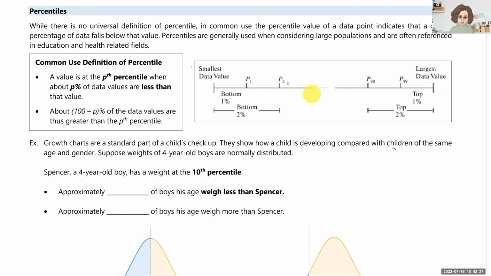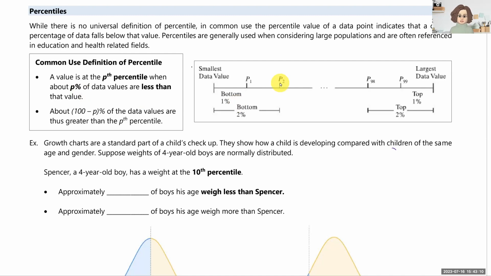So let me talk about this one. It says P2. So P for percentile, and then that subscript 2 would indicate the second percentile. So whatever that score is, the second percentile would tell you that about 2% of data, or scores in this case, would be below that value. So at the second percentile, we would know that the area below it, this bottom 2% of scores, is what would be formed. So that is the common use definition. It just tells you about P%. So for any percentile, P% of data values are less than that value.